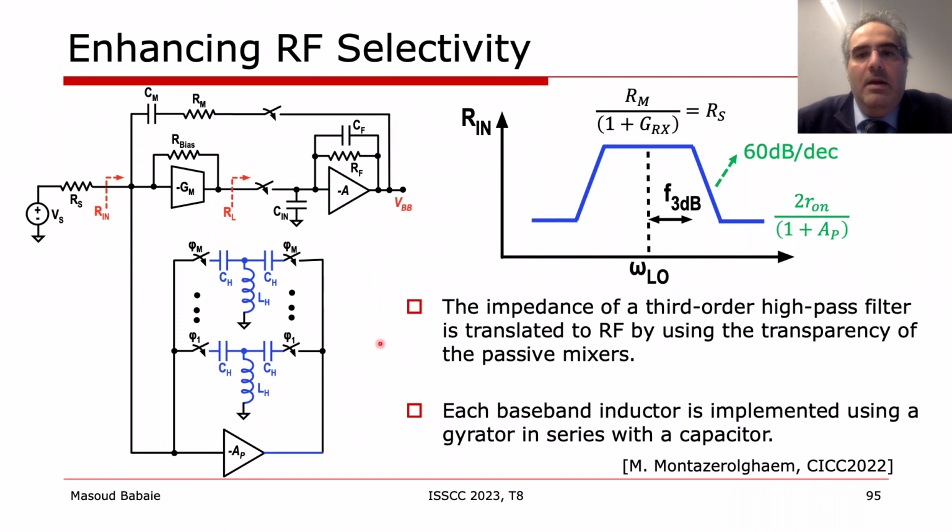Consequently, the filter slope at the input of the receiver increased to 60 dB per decade. The resulting baseband inductors can be implemented using gyrators and baseband capacitors as discussed in the gyrator section. Note that the gyrator cutoff frequency should be smaller than the desired receiver bandwidth and its self-resonance frequency should be 5 to 10 times higher than the receiver bandwidth.